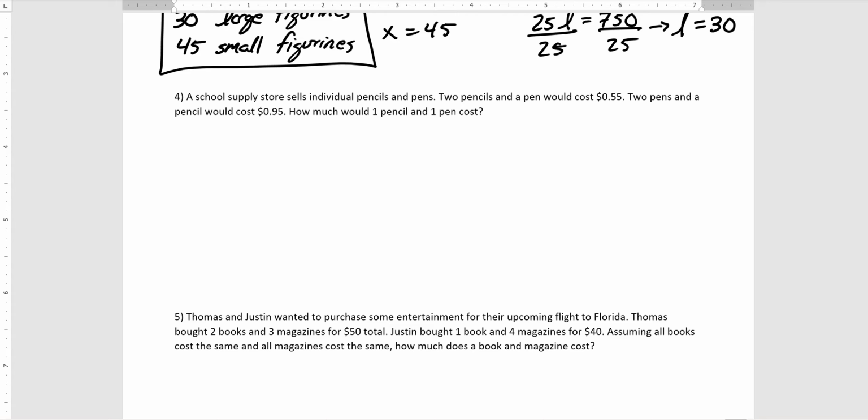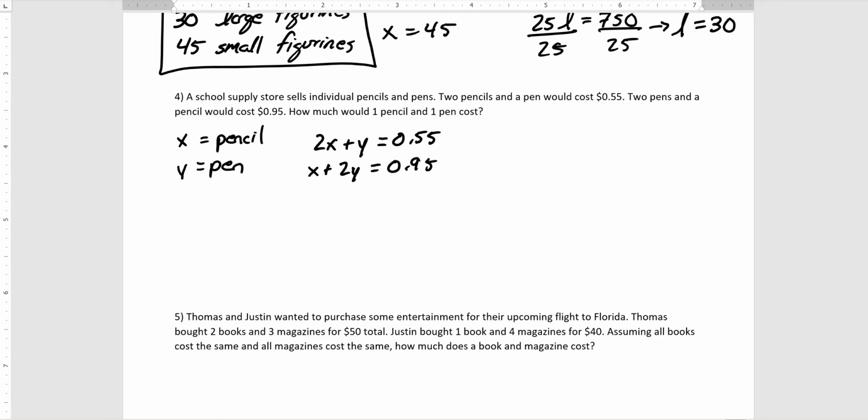Alright, so 2 pencils and a pen. Let's do x and y for variables. If you use different variables, that's totally fine. So we'll say x equals pencils, y equals pen. So 2 pencils, 2x, plus 1 pen is 0.55. 2 pens, so that'd be 2y, so 1x and 2y is 0.95. How much would 1 pencil and 1 pen cost?